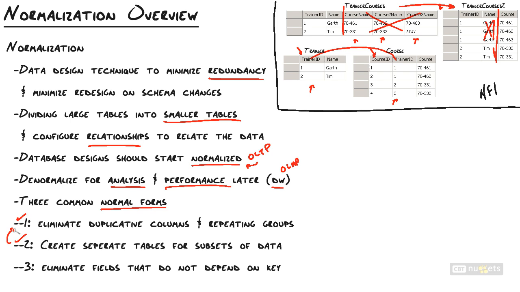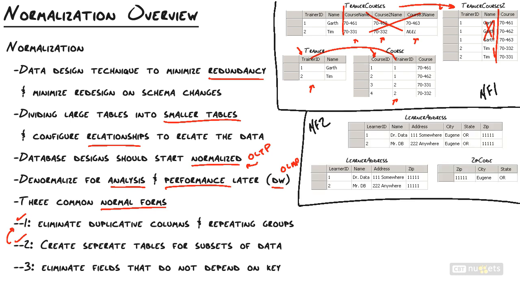So normal form number 2 here is create separate tables for subsets of data. Now normal form number 2 is actually pretty straightforward, and it's all around redundant data. Identifying and removing redundant data by placing it in its own table and then referencing it from the original table. And a good example here is address information. Anybody see an address table out there with city and state tied to address and name? Yeah, that's bad because you're going to see city and state duplicated all over the place.